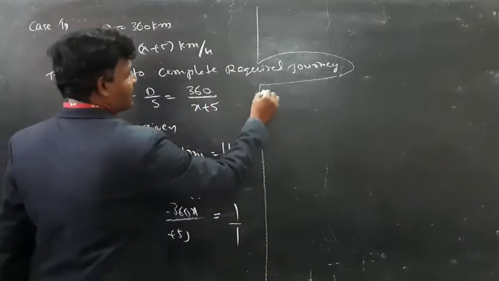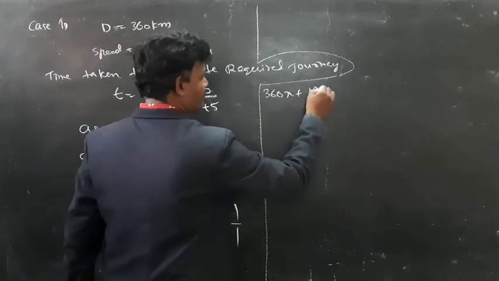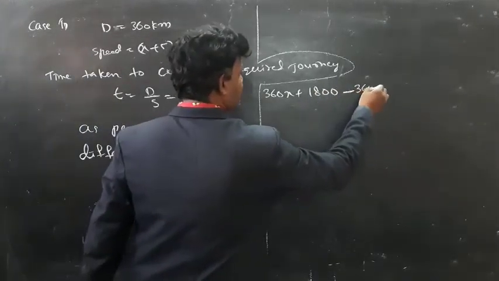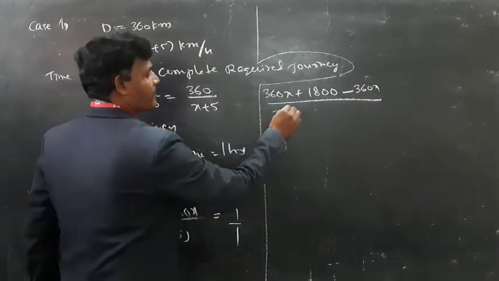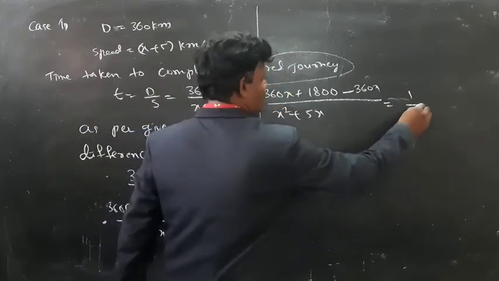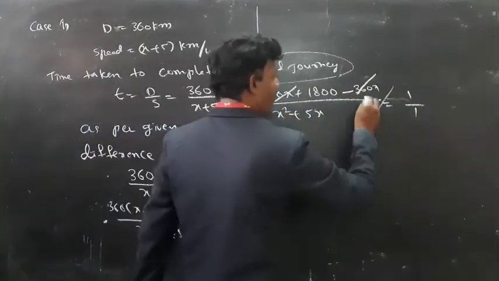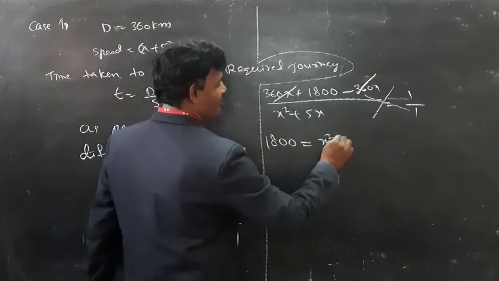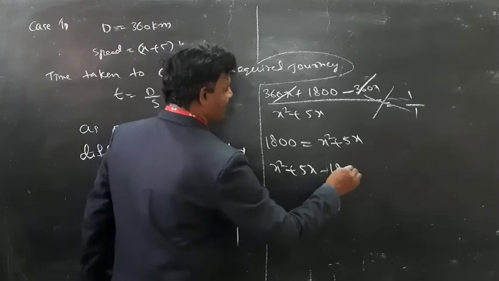Then after 360 into x, 360x plus 360 into 5 minus 360x, by x into x plus 5, is equal to 1. So plus 360x minus 360x cancel. Here what am I doing? I am doing cross multiplication. So by the cross multiplication, what will you get? 1800 is equal to x square plus 5x. x square plus 5x minus 1800 is equal to 0.